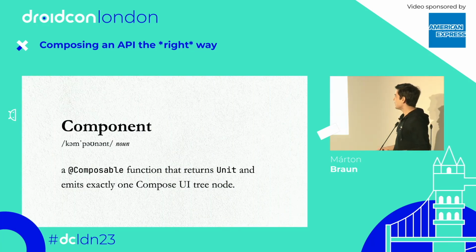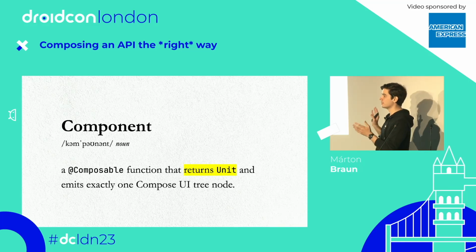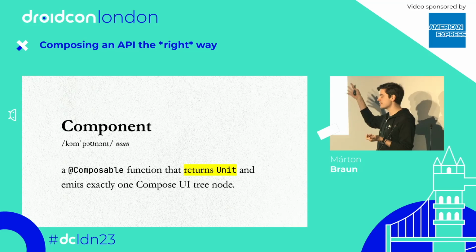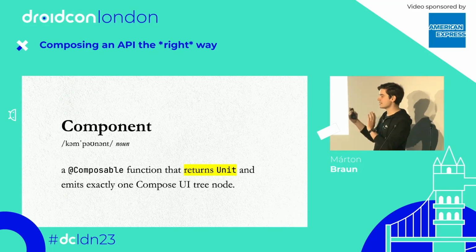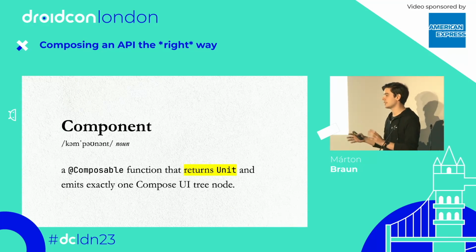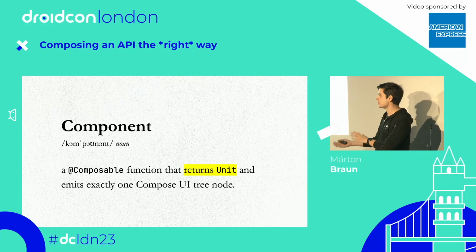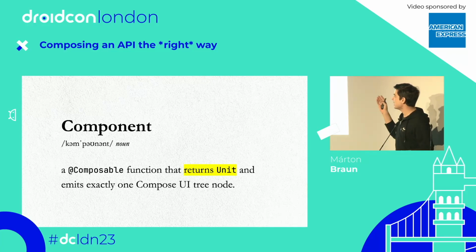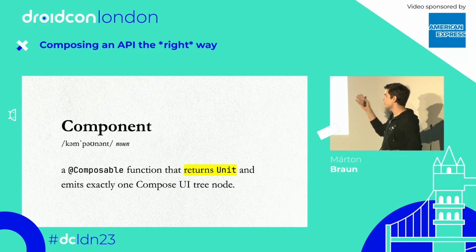All right, getting back to our definition, the other thing I want to look at here is why composable functions should return units. So we've discussed earlier that a composable function can either produce things into the composition or return values. And so this one shouldn't return values. These should return unit.